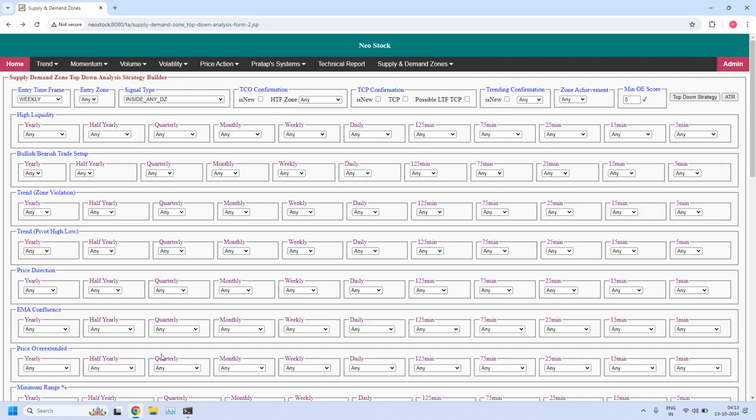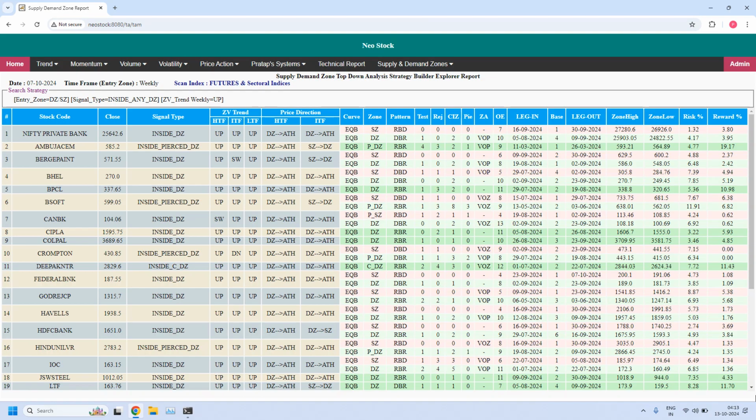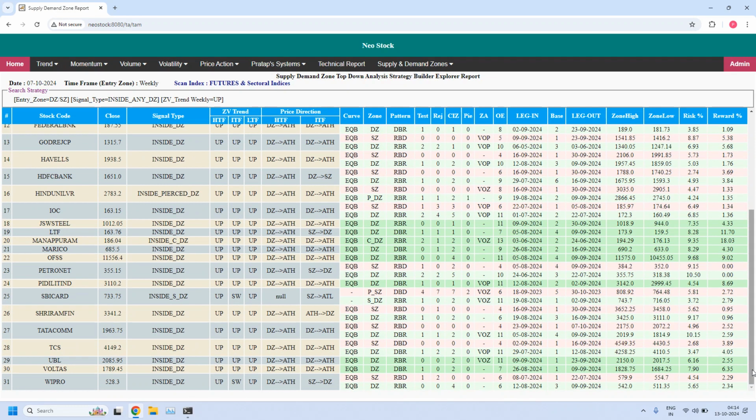So I'm going back. In the trend zone violation trend, weekly time frame, I am selecting the trend as uptrend. See, now the list has come down. I am scrolling the list down. Now 31 stocks are filtered. Still it is a big number, right?